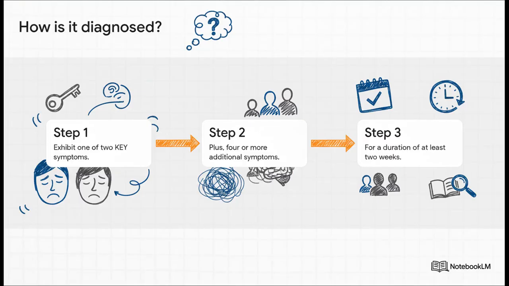So how does a clinician actually figure this out? Well, the DSM-5 breaks it down into a pretty clear formula. It's kind of like a 3-step process. First, you have to have at least one of 2 core key symptoms. Then, you need a handful of other symptoms on top of that. And finally, all of this has to be going on pretty consistently for that 2-week period we just mentioned.